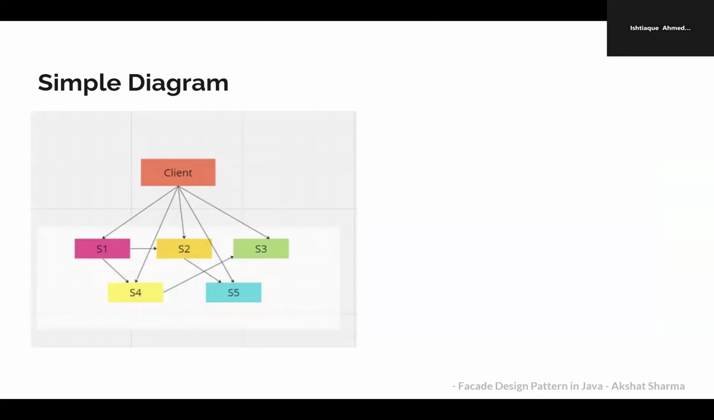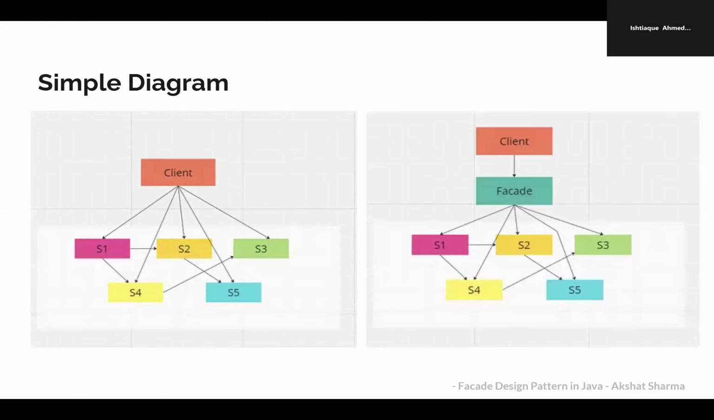Let's look at a simple diagram to visualize the concept. Here we can see a system with 5 subcomponents. We need to initialize each of them and keep track of them. So we introduce a facade object. This facade object will handle all the different components for the client, while the client only has to deal with the simplified facade object.